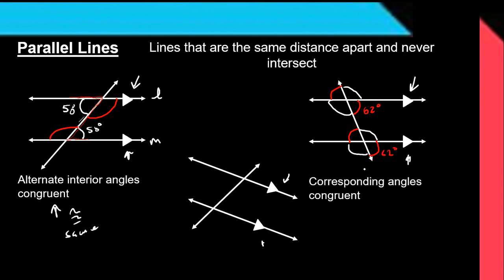They also satisfy different angle relationships. So for example, the two white angles here are congruent because they are vertical angles. They are vertically opposite, so they are congruent.